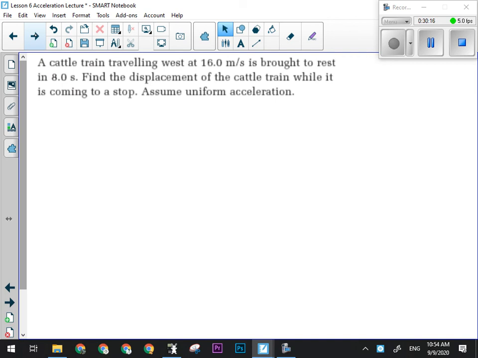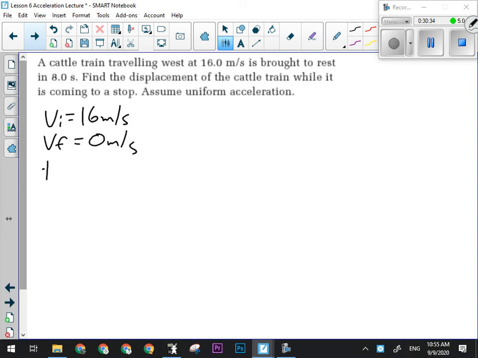Okay. So a cattle train is traveling west at 16 meters per second and is brought to rest in 8 seconds. So vi is 16 meters per second. What's vf? 0. Find the displacement of the cattle train while it is coming to a stop.